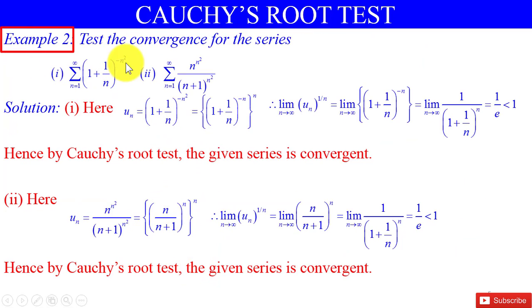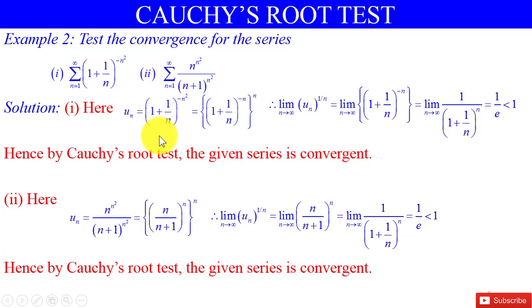Example 2. Test the convergence of the series sigma n = 1 to infinity (1 + 1/n)^(-n²) and sigma n = 1 to infinity (n/(n+1))^(n²). Solution. First part.